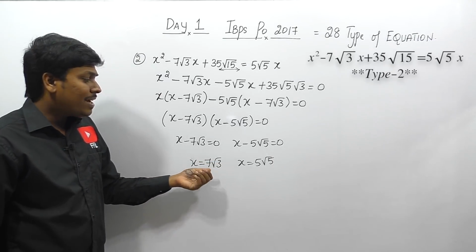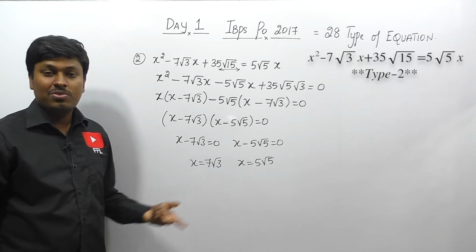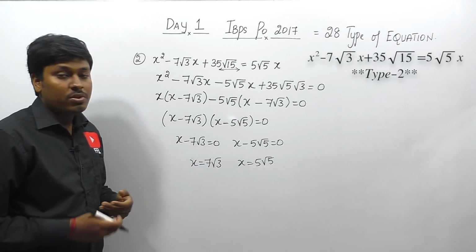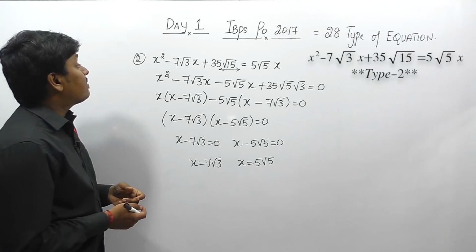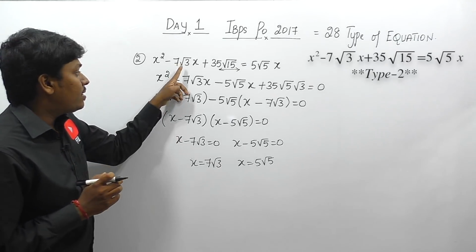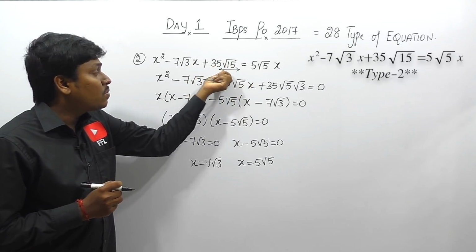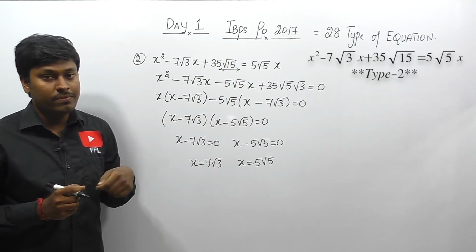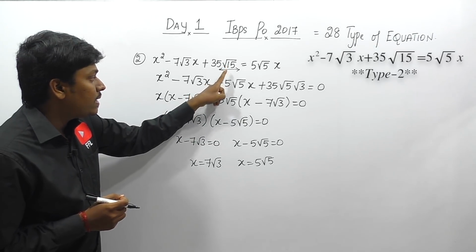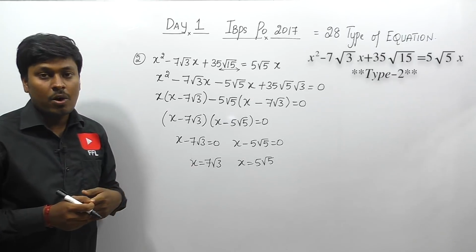So root 3 should be taken as 1.7 or something. Then similarly root 5 can be taken as 2.1, because 2 square will be 4. So 2.1 or 2.2. So friends, listen carefully. In this type number 2, you should learn one simple concept, that here it is root 3 and here it is root 5. So in order to bring this root 15 in terms of root 3 and root 5, we are writing this root 15 as root 5 and root 3. Then after that we are just taking the common values.